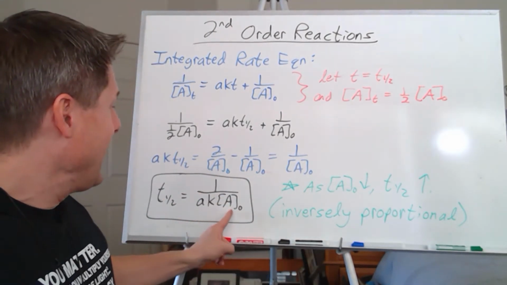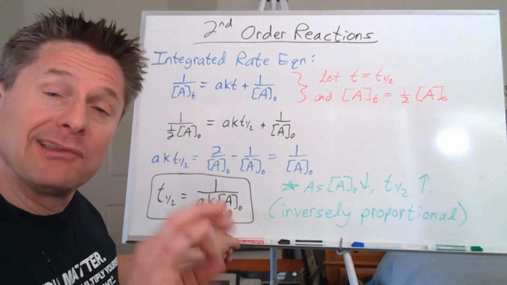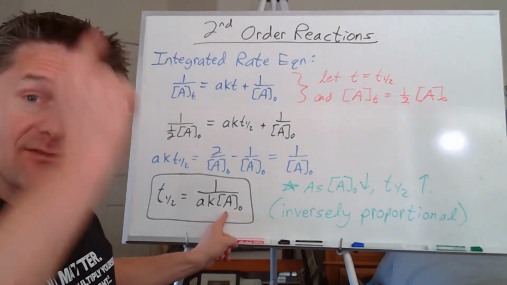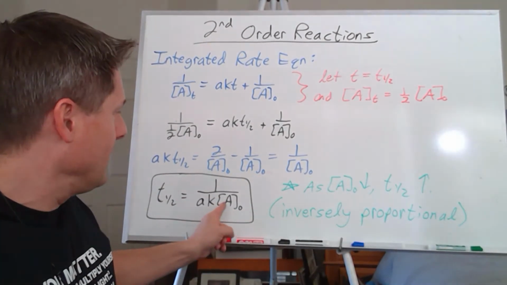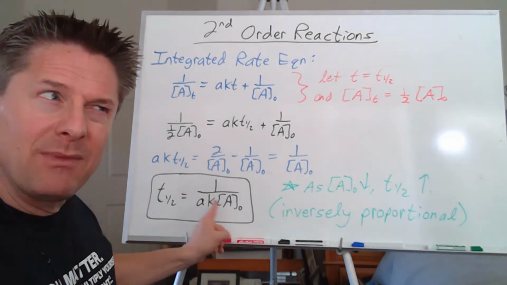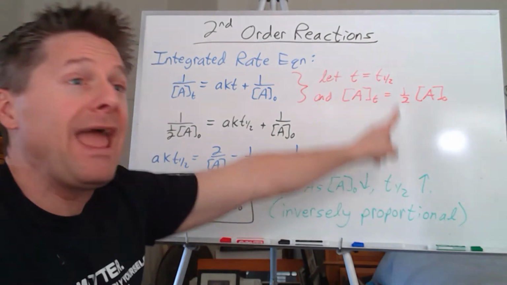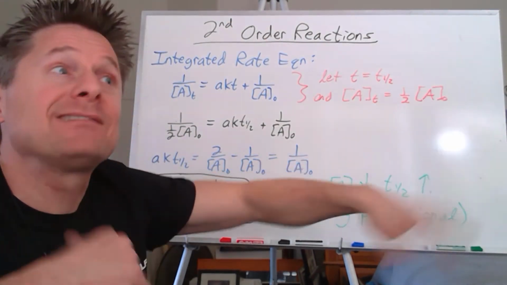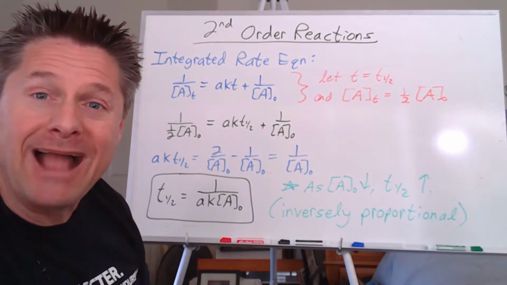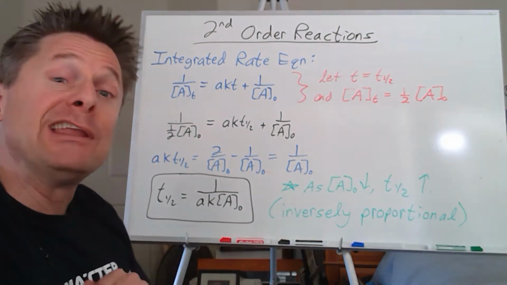But this one, since the initial concentration is in the denominator, as that decreases over time, wait a minute, I'm going to be dividing by a smaller number. That means the half-life's going to go up. So as A naught drops, T1/2 gets longer, and it's going to take longer and longer for this reaction to progress, right? So these are inversely proportional.